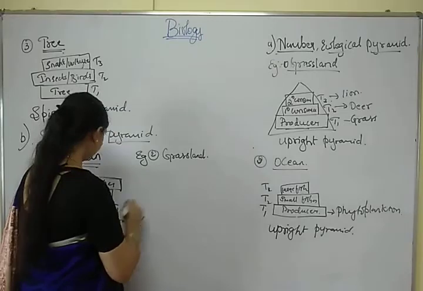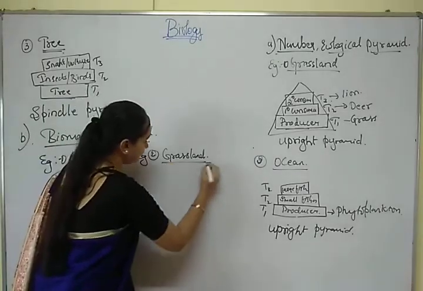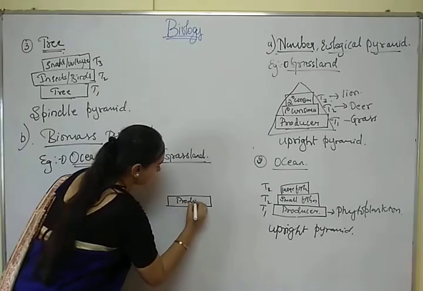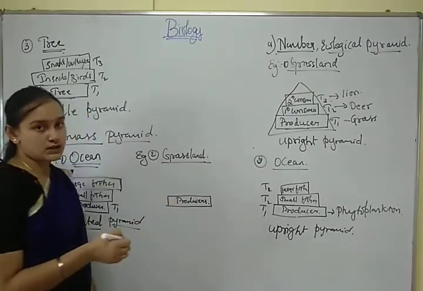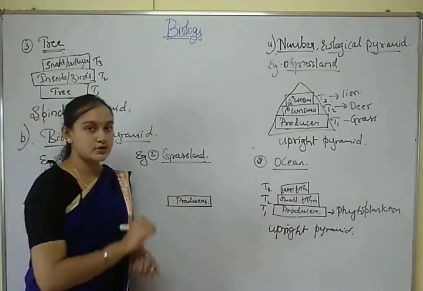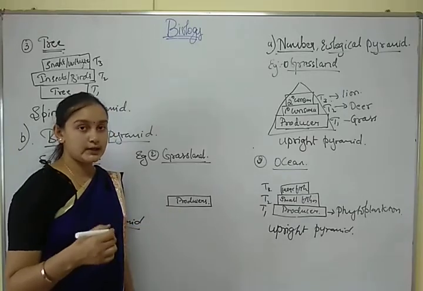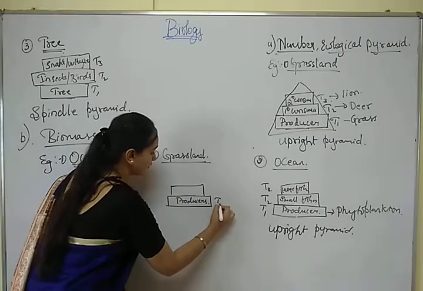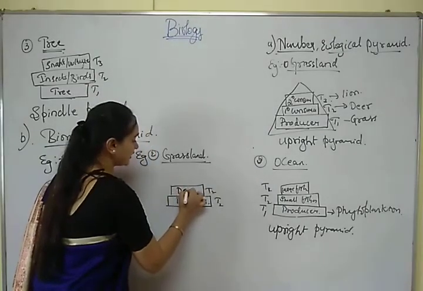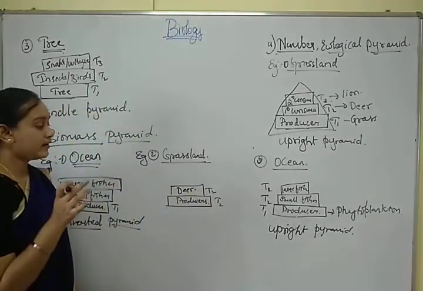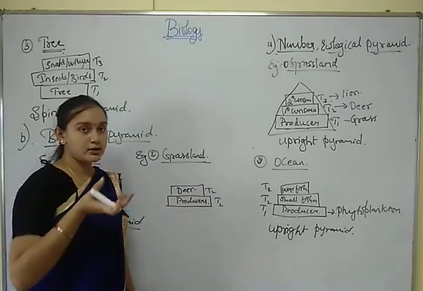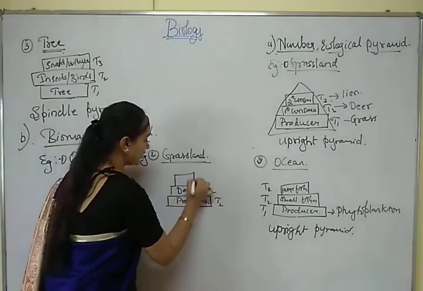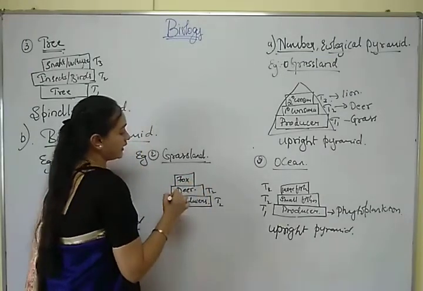In the grassland, if we take the total net weight of all the producers, the weight will be more. Next, if we take the second trophic level, like deer, there the total biomass will be less. And followed by this deer, let's take the example of a fox here.